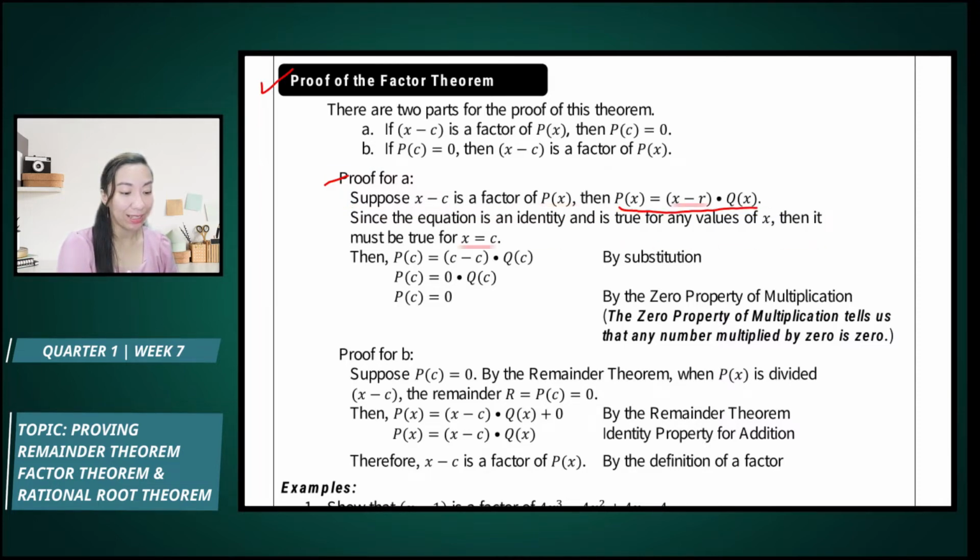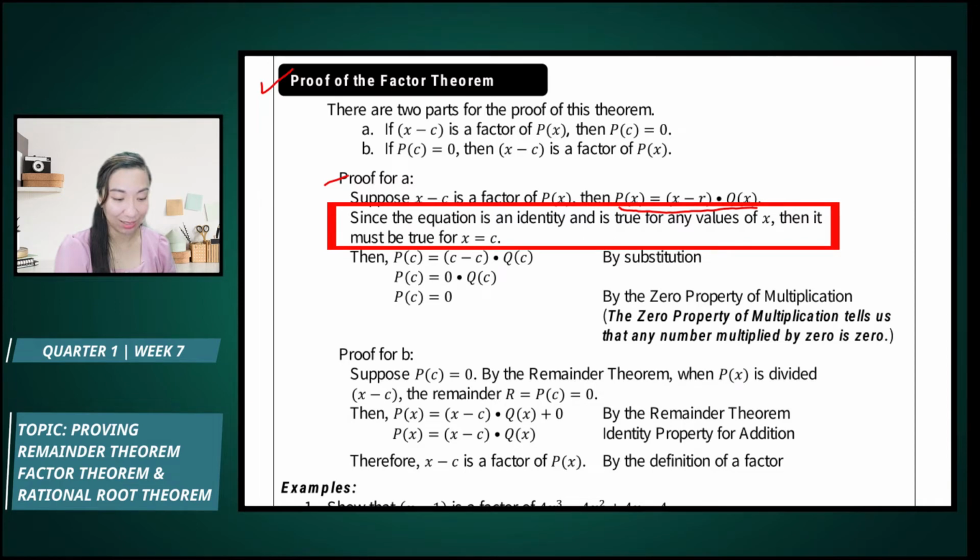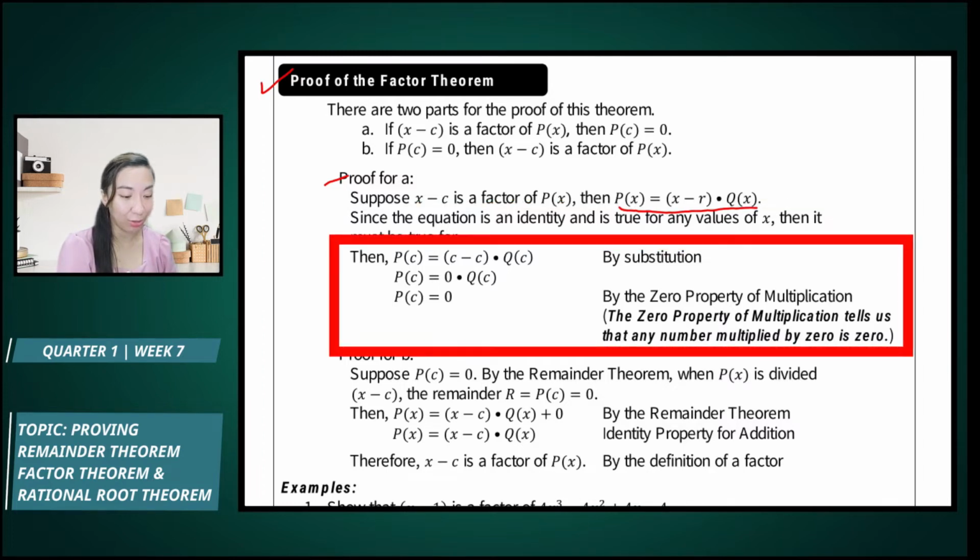Since the equation is an identity and is true for any values of x, then it must be true for x equals c. Then, we can have this equation here now. P of c, since x is equal to c, we will substitute here in our p of x. This becomes p of c is equal to c minus c times q of c.